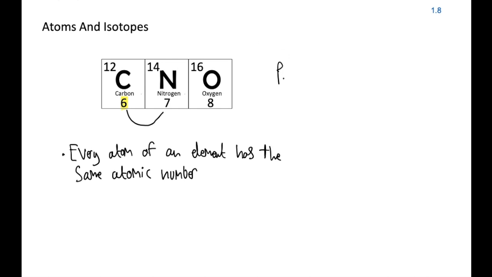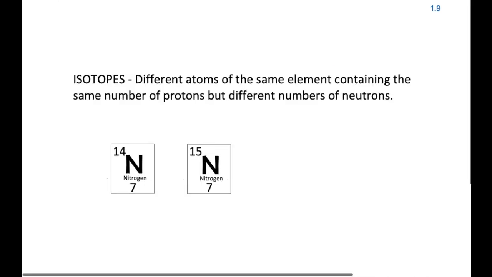So for the same element, the number of protons cannot be changed, but the number of neutrons can. And this leads us on to isotopes. Isotopes are different atoms of the same element containing the same number of protons but different numbers of neutrons.